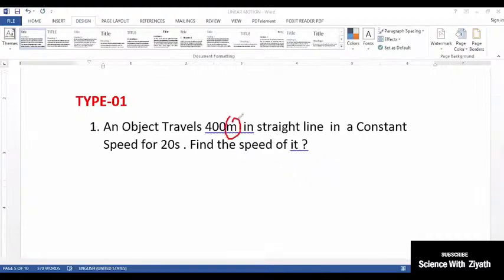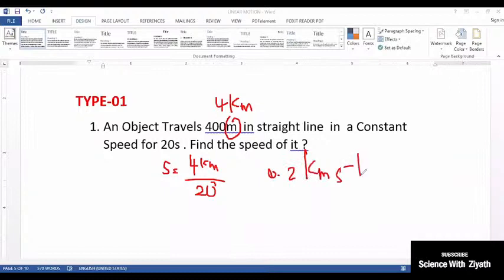If it's a meter, it's fine. If it's a kilometer, then you should change. If it's minutes, you should change. If it's hours, you should change. Something like that they will ask. Now you can do this one. If it's 4 kilometers, speed is equal to 4 kilometers over 20 seconds. You can put 4 over 20, 0.2 kilometer second minus 1. This is correct.